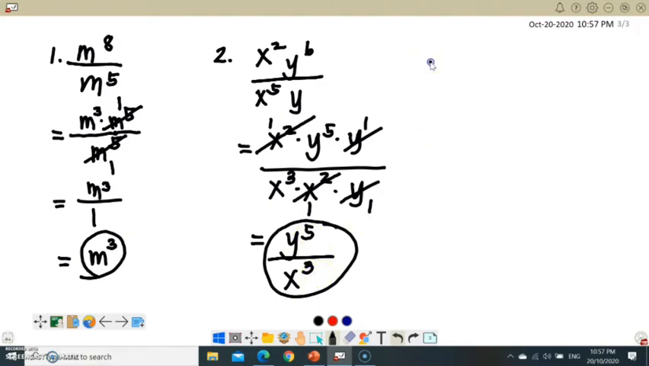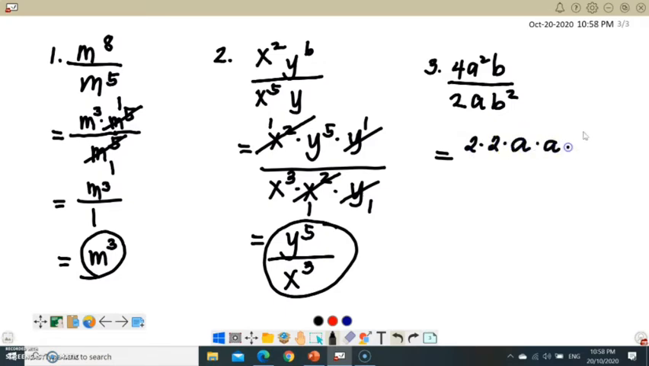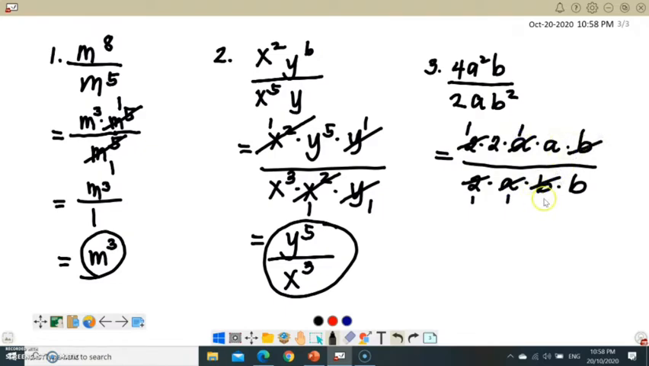Let's try another. Number 3. 4a squared b over 2ab squared. So factor the numerator. So that is 2 times 2 times a times a times b, over 2 times a times b times b. So we cancel 2 and 2. What is left here is 1 and 1. A and a, so left is 1 and 1. b and b, what's left is 1.